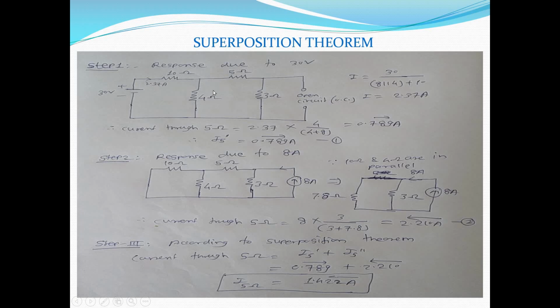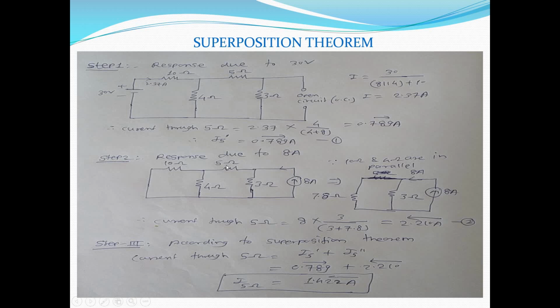So by the current divider rule, the current flowing through the 5 ohm, that is I suffix 5 ohm dash, is equal to 2.37, that is the current which gets divided, into the opposite resistance through which we find the current. So we have to find the current through the 5 ohm. So the opposite resistance is 4 ohm. So into 4 upon the sum of resistances in which the current gets divided, that is 4 plus 8. So we'll get 0.789 ampere from left to right. Why are we showing this current with its direction? Because at last we have to take the algebraic sum of the currents.